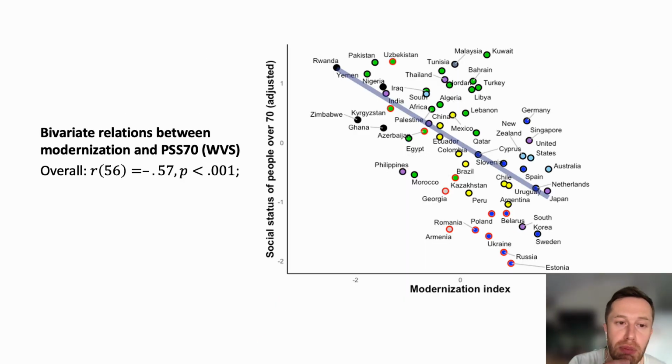And now we can combine these country means with modernization index, and we can see a very clear association. It is negative and consistent. You can see that the countries that are more modernized have lower social status of people over 70.